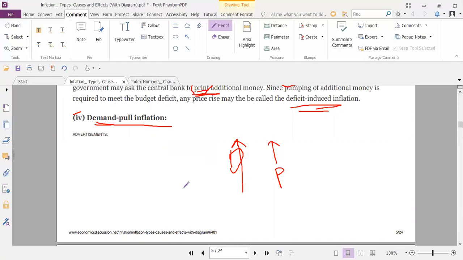But see, you can also imagine a situation where the demand is increasing, but at the same time your production is also increasing. So at this point, you will not face this problem of inflation. You must remember this. Not all increase in demand will lead to inflation problem. If increase in demand is accompanied with increase in production and supply in the economy, then that will not lead to this problem of inflation. Okay.